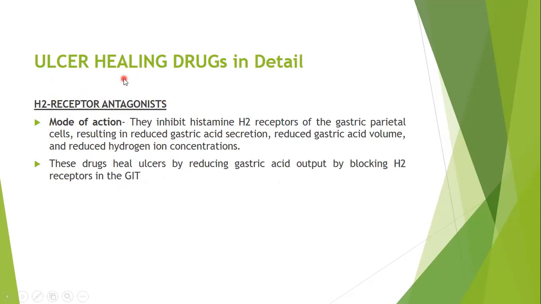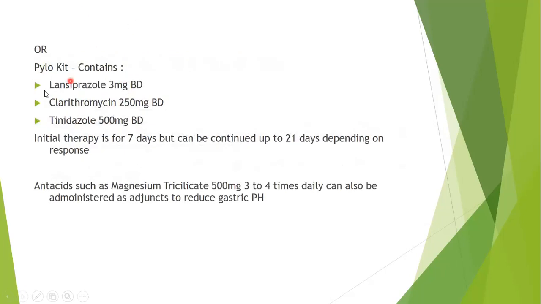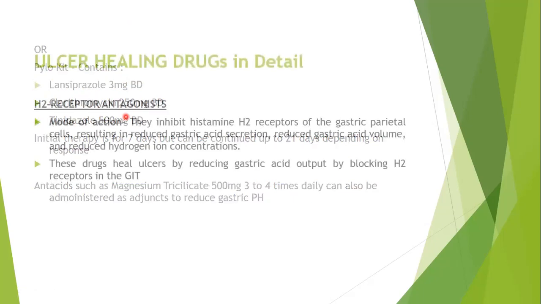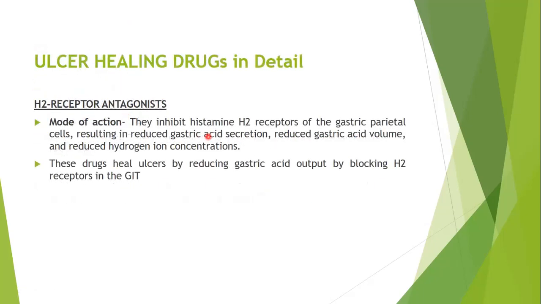So basically what I've talked about, this is the hallmark where you use 2 antibiotics and a proton pump inhibitor. But I believe in your pharmacology, you've learned about other ulcer healing drugs, which I won't go through in detail. The H2 receptor antagonists, these ones block the histamine 2 receptors at the parietal cells.